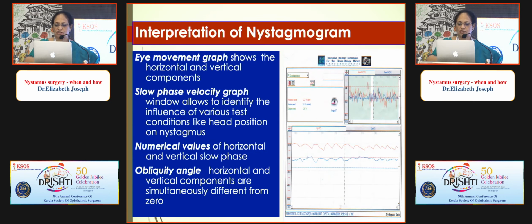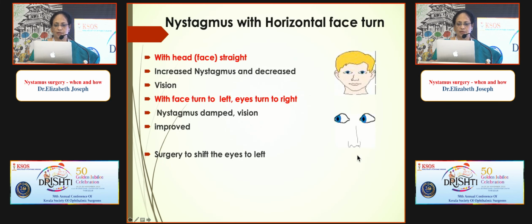And interpretation of the nystagmogram. You can have the slow phase, the numerical values, oblique, angle, etc. This is the nystagmogram of the right eye and the left eye. And coming to the nystagmus surgery.